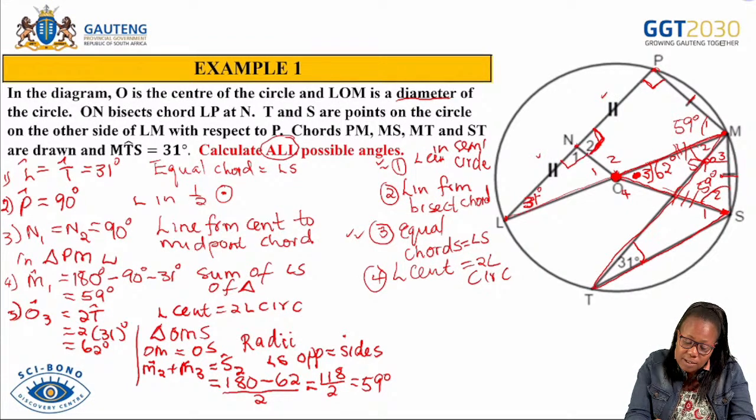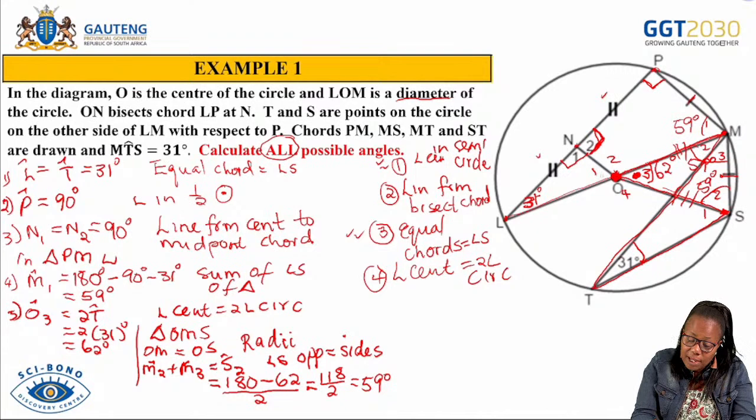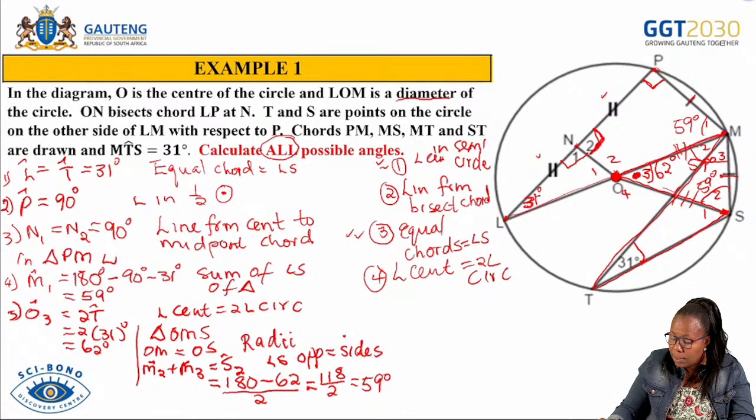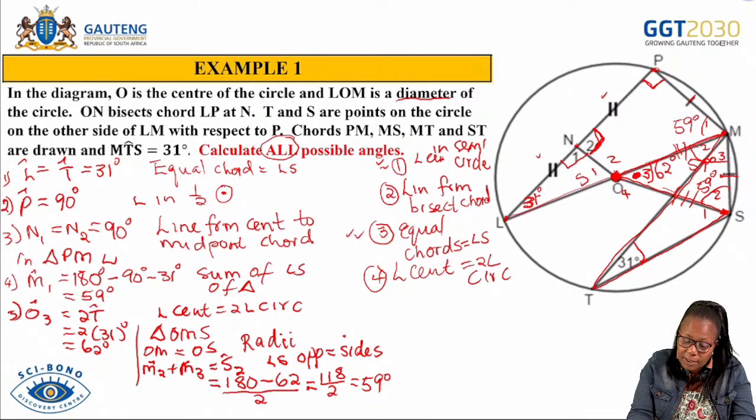And then in this case, remember this N1 is also 90 degrees. You can also calculate angle O1 in that particular diagram because we have 90, we have 31 in triangle LNO. Okay, and then now, grade 12, we can also find angle O1. We'll say 180 minus 90 minus 31. And then this will also give us 59 degrees.